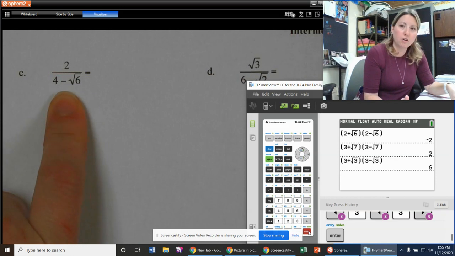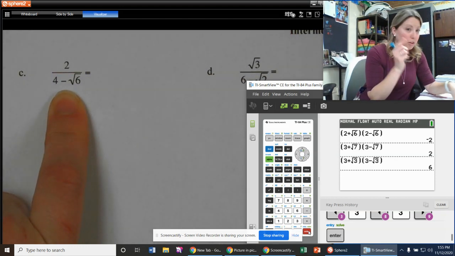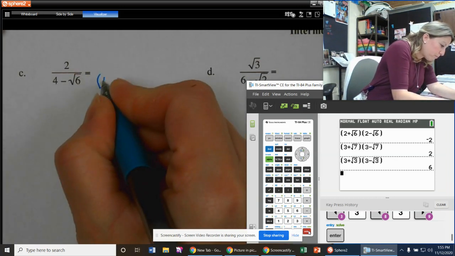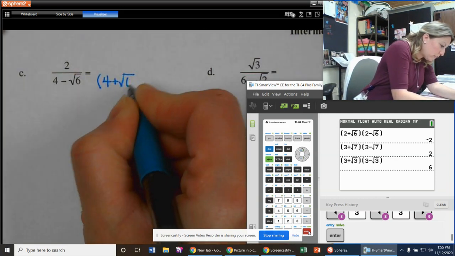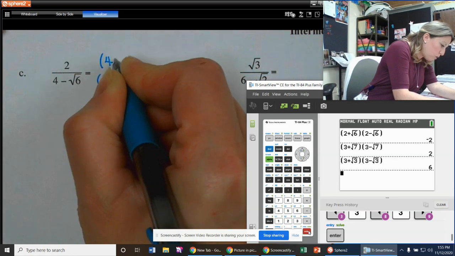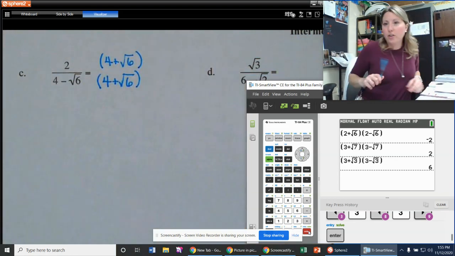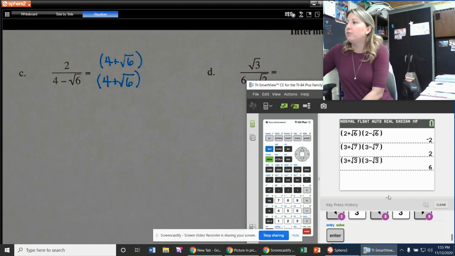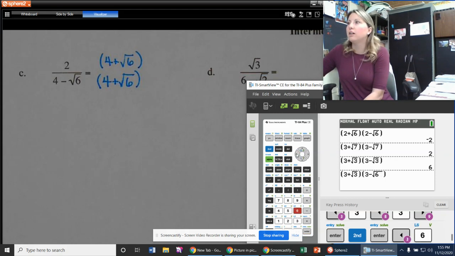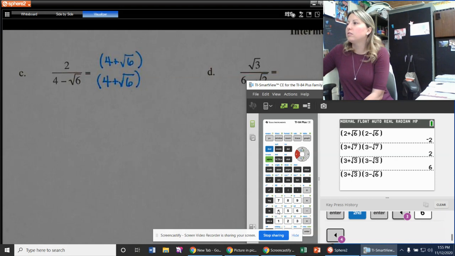What is the conjugate of 4 minus radical 6? 4 plus radical 6. Good job. Top and bottom get multiplied by 4 plus radical 6. Okay, let's figure out that denominator via graphing calculator. Via, what language is that? Good old Latin. Guys, you benefit so much from the fact that I took Latin in high school. I'm telling you. Miss Melton, my Latin teacher, would be so proud.